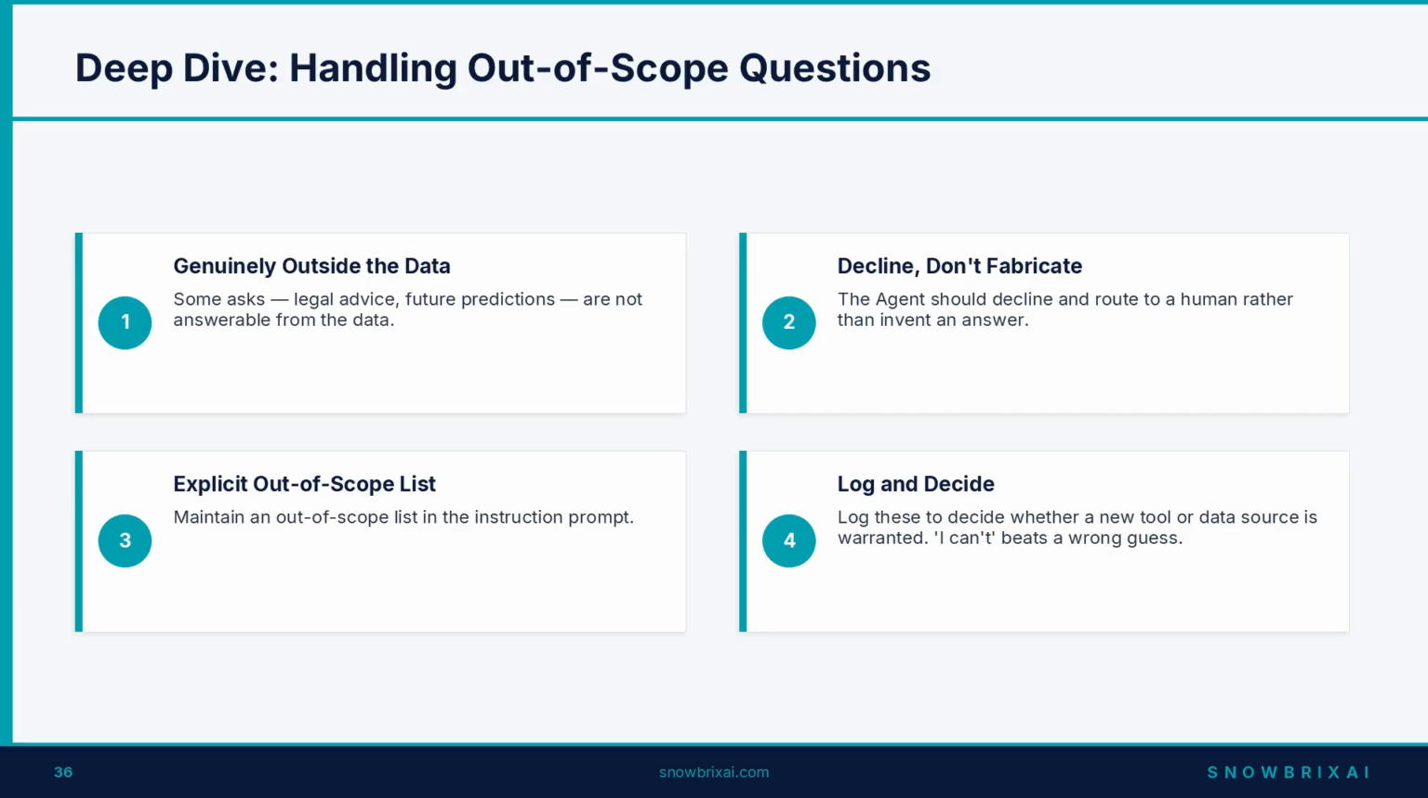A quick deep dive: out of scope questions, and feel free to skip ahead if you have got the gist. Some asks are genuinely outside the data: legal advice, future predictions. The agent should decline and route to a human rather than invent an answer. Maintain an explicit out of scope list in the instruction prompt and log these so you can decide whether a new tool or data source is warranted. A confident "I cannot answer that" protects trust more than a wrong guess ever will.